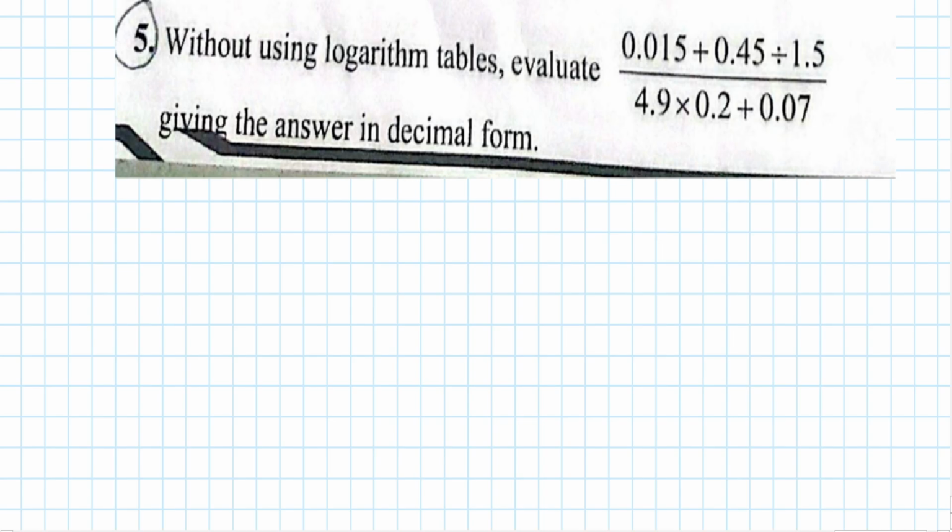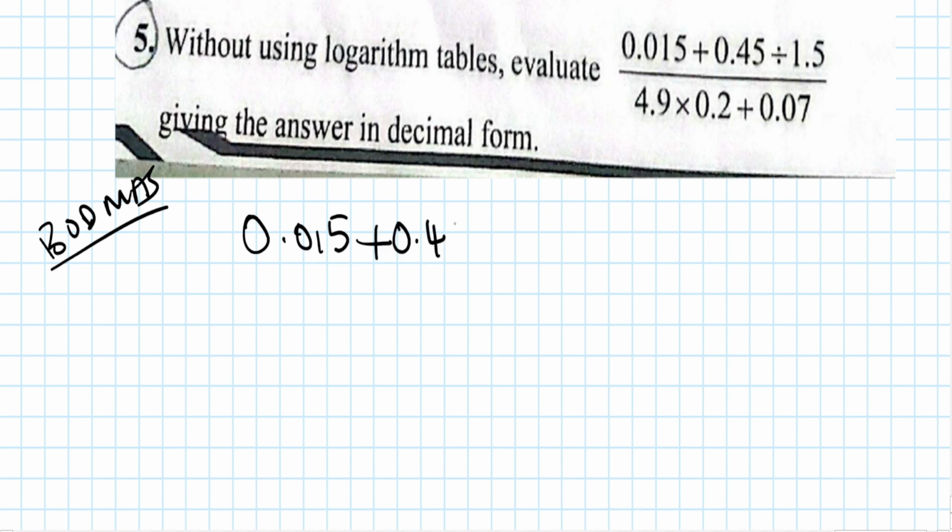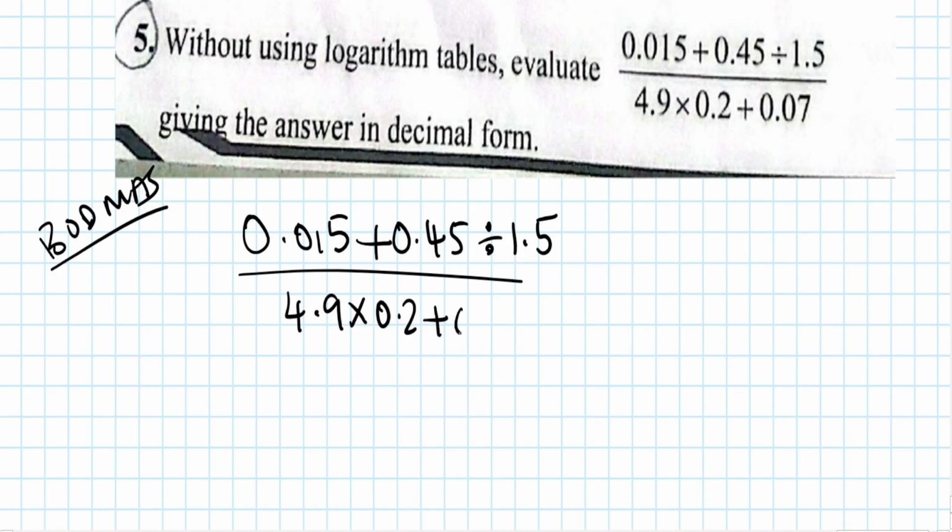Okay, question 5. Also another simple question. Without using log tables, evaluate 0.015 plus 0.45 divided by 1.5 over 4.9 times 0.2 plus 0.07 and give the answer in decimal form. Now remember BODMAS here, you also use this concept here. So you have 0.015 plus 0.45 divided by 1.5 over 4.9 times 0.2 plus 0.07. Let's start with the numerator first. Now, obviously, you start with the division sign.